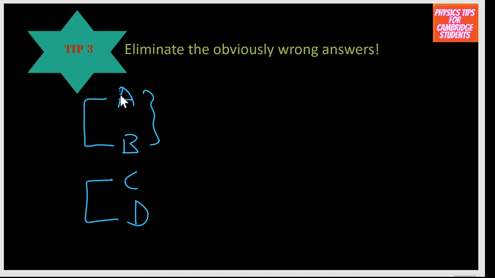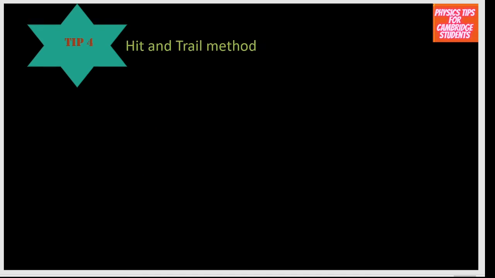I think I'll do another video on how to choose. I'll give you 2 options that will be very close to each other, and then I'll show you how to say this is the correct answer afterwards. Now, tip number 4, you can use what's called the hit and trial method. In this method, you substitute the answers that are in the question. So you need to substitute.